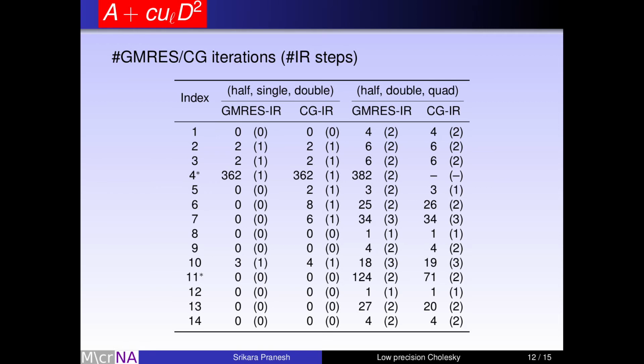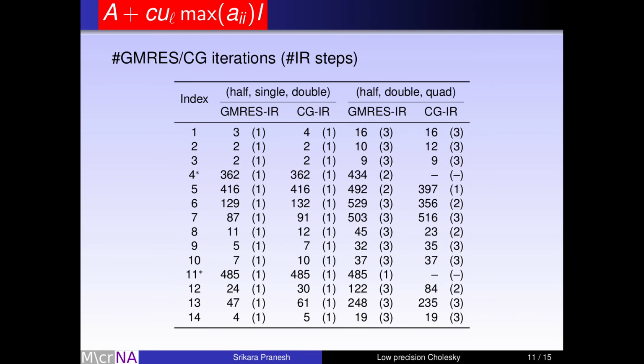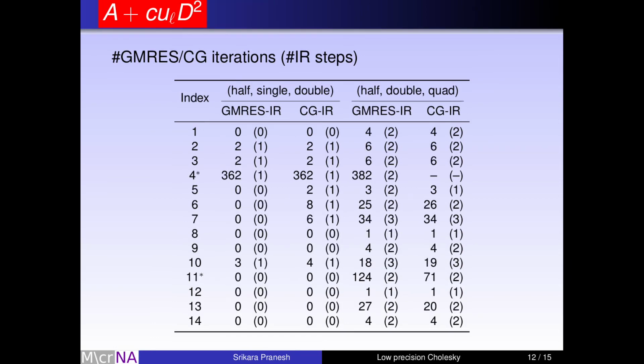Just for the sake of comparison, I'll go back once again. These are the results for the absolute perturbation, and these are the results for the relative perturbation. These zeros here mean that whatever answer you compute using the low precision Cholesky factors is itself good enough if you want single precision accuracy. If you want solutions of single precision quality, just the low precision Cholesky factor is itself good enough.